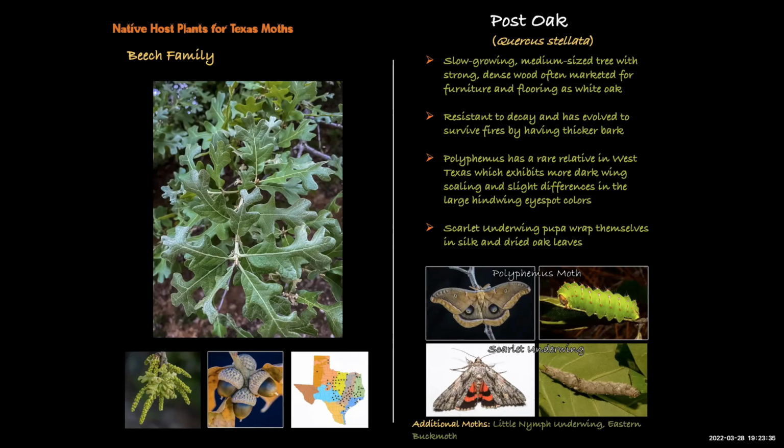The two moths that use it in Texas that we pictured here are the Polyphemus moth and the scarlet underwing. The Polyphemus moth is one of the silk moths. It's a fairly large moth, with a wingspan of 3.5 to 4 inches. There's a different species in West Texas, which exhibits darker wing scaling and has some slight differences in those eye spots on the hind wings, and it's called an Aculea moth. The scarlet underwing pupae you can find because they wrap themselves in silk and then wrap themselves around dried oak leaves. And so they form a shelter in doing so.